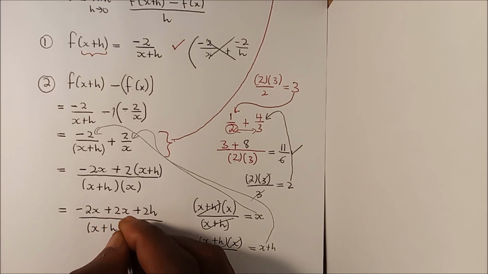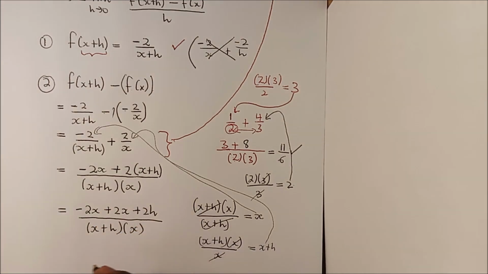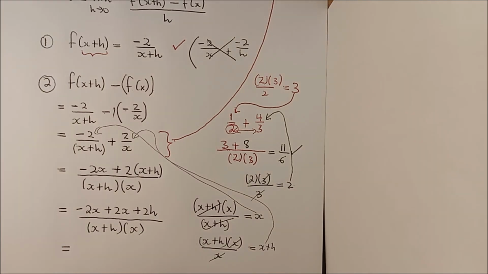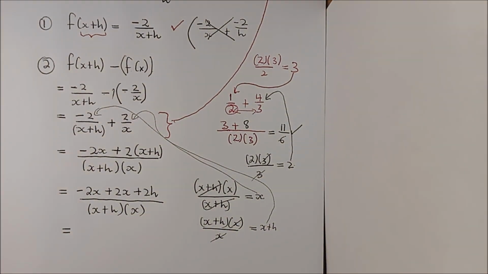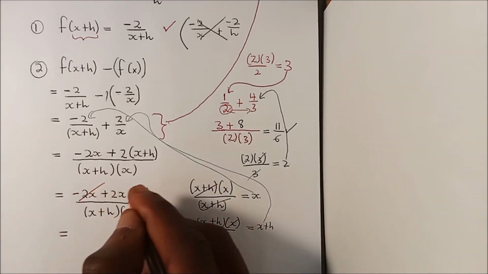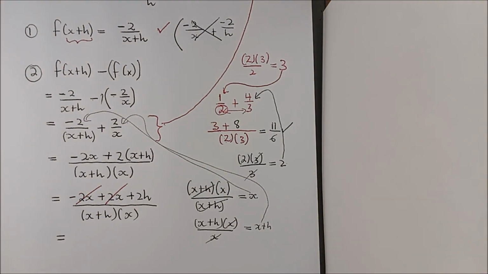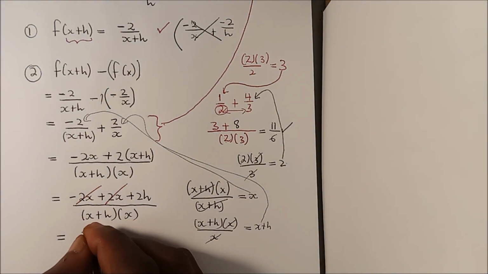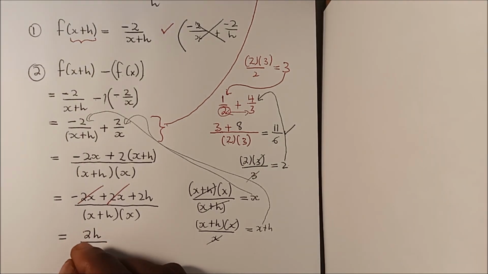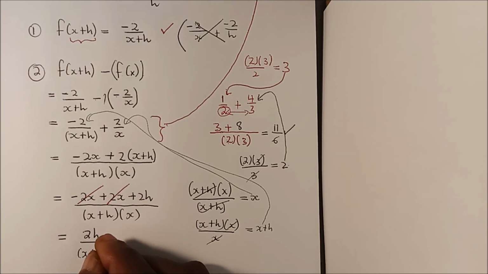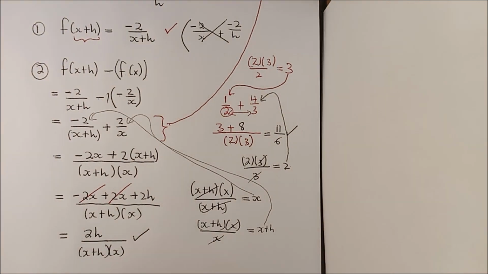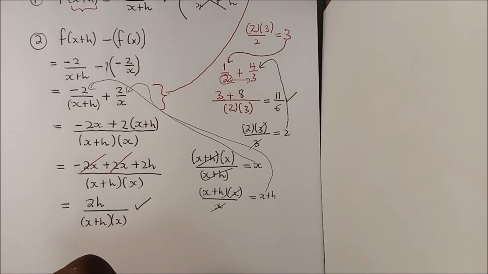So we have x plus h times x. Tell me, what do you see in your numerator? Can you see the canceling there? So we're left with 2h over x plus h and x. This is what we have.